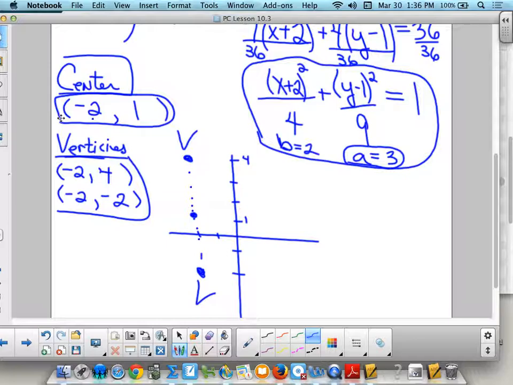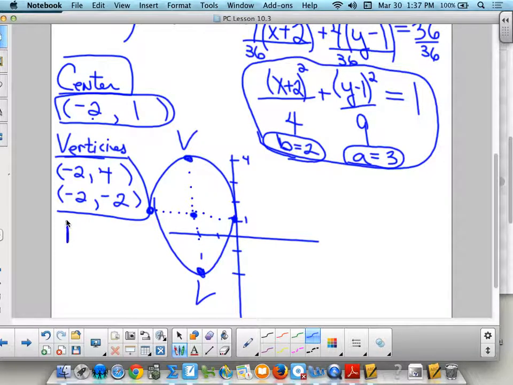Center, vertices. What else do they want to know? Oh, wait. Sorry. I know my b value. My b value is 2. Where do I go for 2 on that? Start at the center. Go on the minor axis. How far? 2 to the right. How far? 2 to the left. Right there. You don't have to label those as vertices. Just know that's the quick sketch you're going to make. There. That's my ellipse. Major axis is vertical.